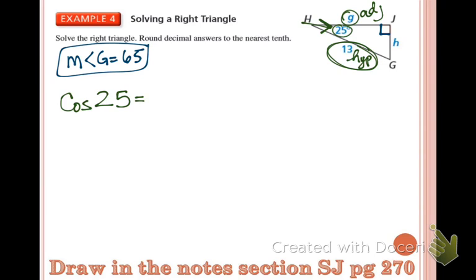Okay, so equals, we're still going to put the adjacent on top, which is G, and the hypotenuse on the bottom, which is 13. We want to solve for our missing side, which is G. What is currently happening to G? It's being divided by 13. So what is the opposite of dividing by 13? Multiplying. So you need to multiply both sides by 13. Make sure you put 13 in the front. I'll explain why.